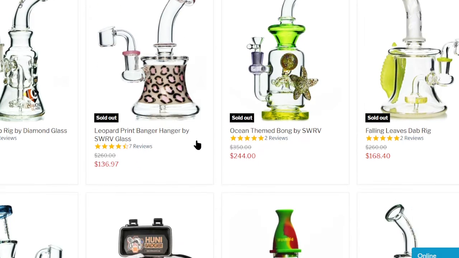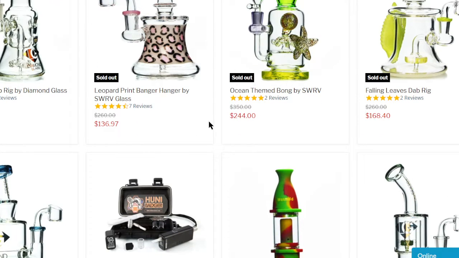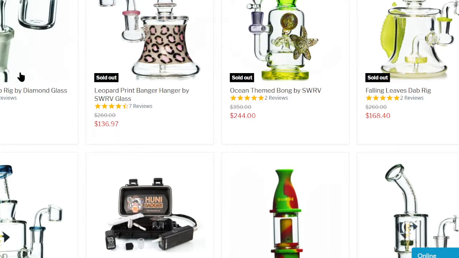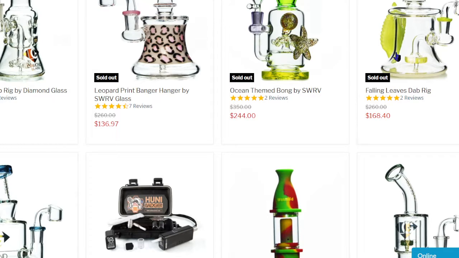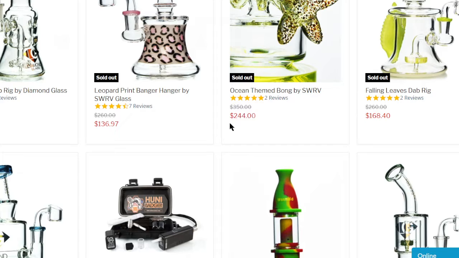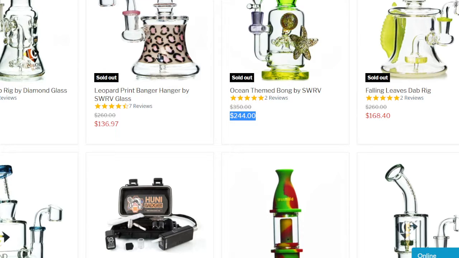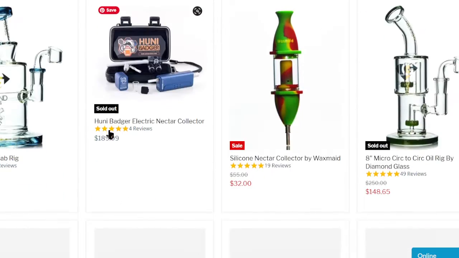How are they showcasing them? What products are they featuring? Usually the products towards the top are the best sellers. So you can see it is selling for $244, this starfish shaped one, and then this leather print one is $136.